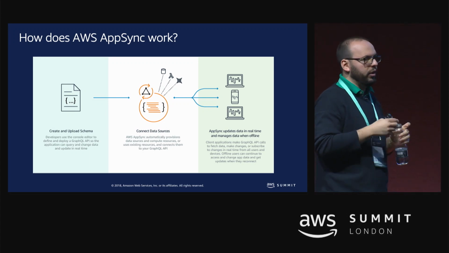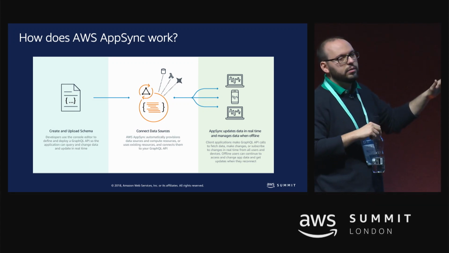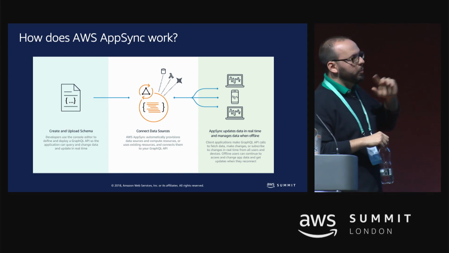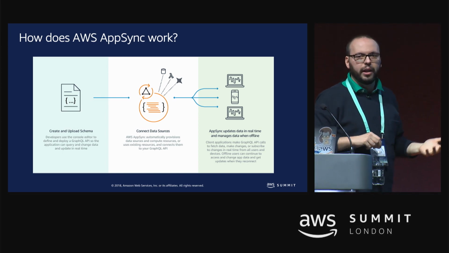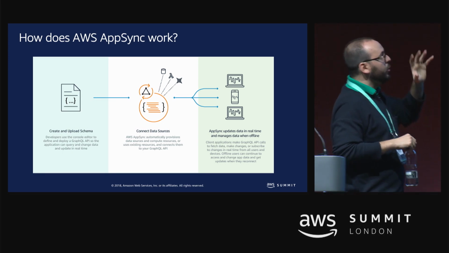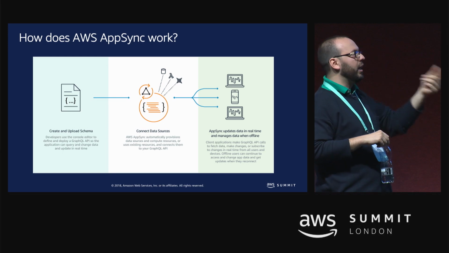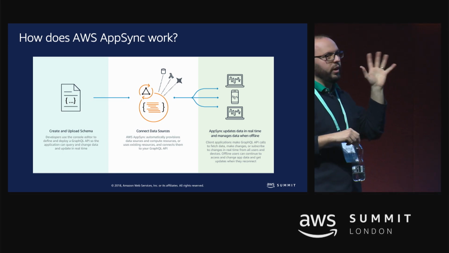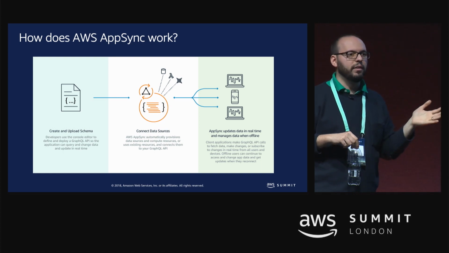The way AppSync works is as simple as this for now that you should know. You need to upload a schema, which is a GraphQL schema that I told you about. Once you create that schema, you need to connect to data sources. Think about DynamoDB or a Lambda function or Elasticsearch, because that's where the data resides. GraphQL only queries the data.